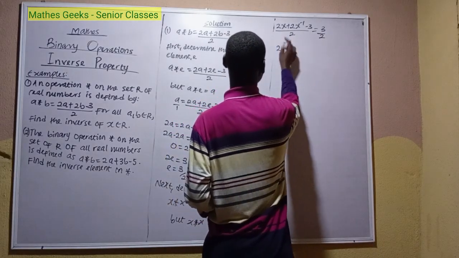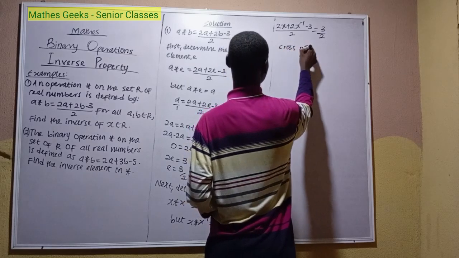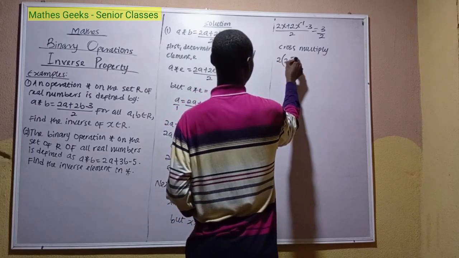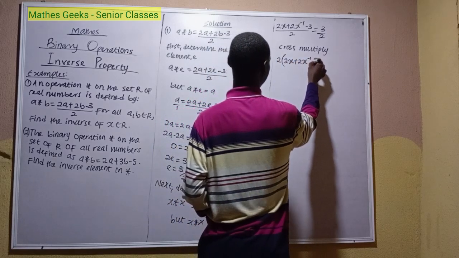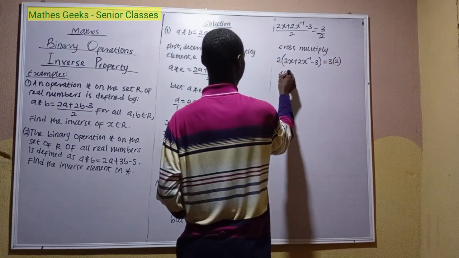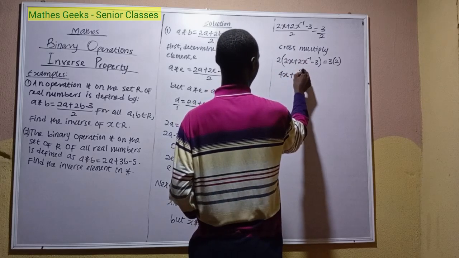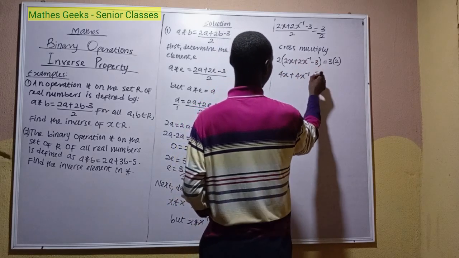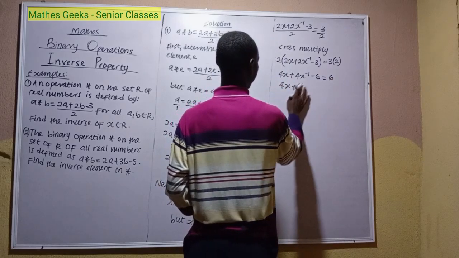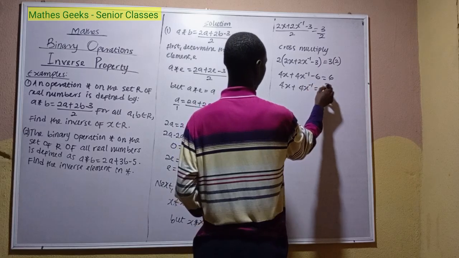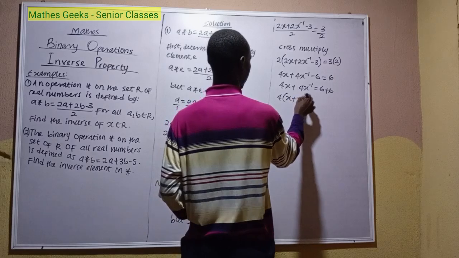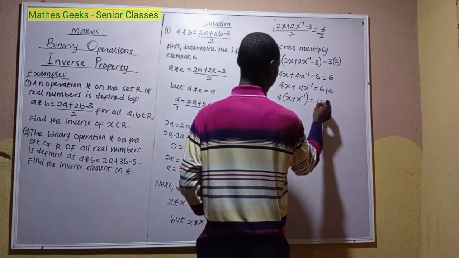So when you cross multiply, this will give us 2x plus 2x inverse minus 3, times 2. 2 times 2x is 4x. 2 times 2x inverse is 4x inverse. 2 times minus 3 is minus 6. 2 times 3 is 6. So it's 4x plus 4x inverse equals 6 plus 6. And on this side, we can factor 4 out. X plus x inverse is equal to 12.